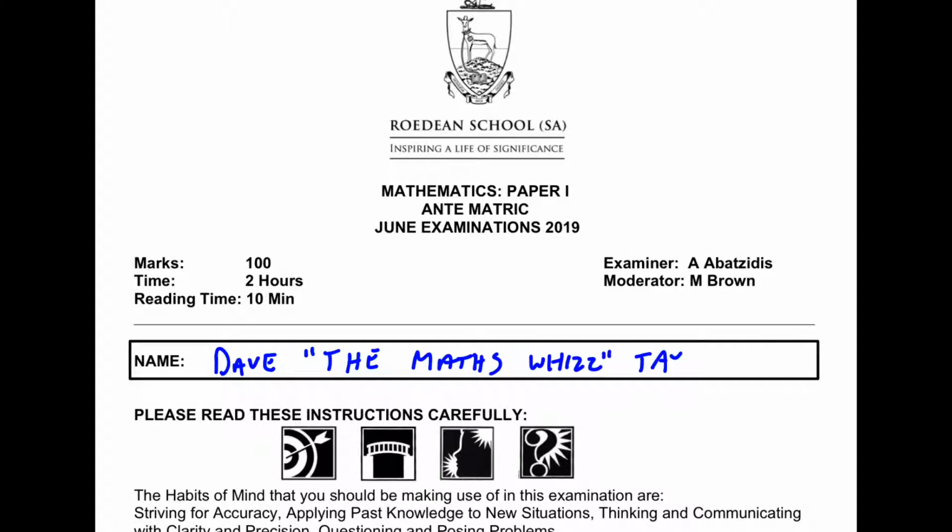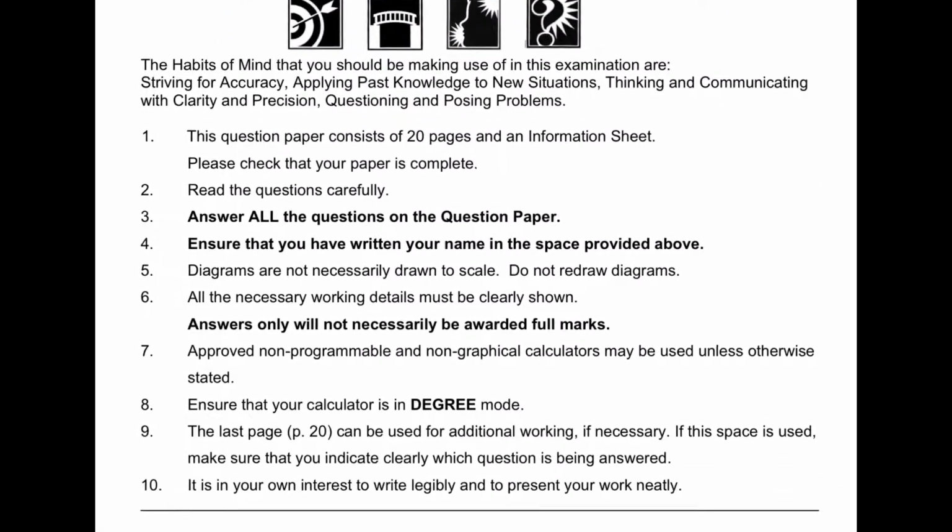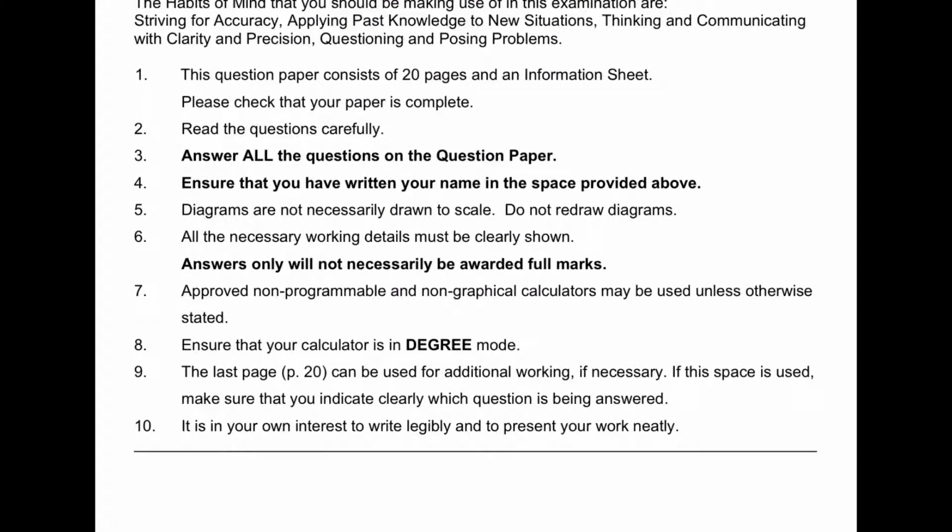All right, so let's have a look at the instructions that a lot of you often glance over. So it's always an idea just to check that you've got all the correct pages. The pages are numbered and you've got your information sheet. And the things that are the most important, this instruction tells you that you need to show working out. You cannot just show an answer.